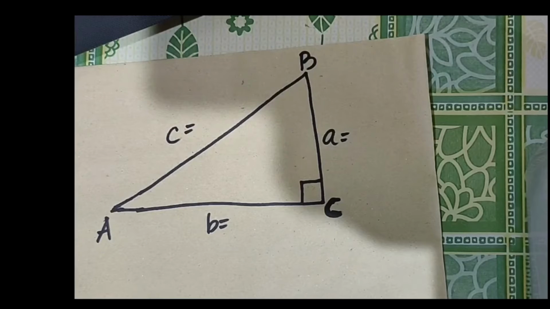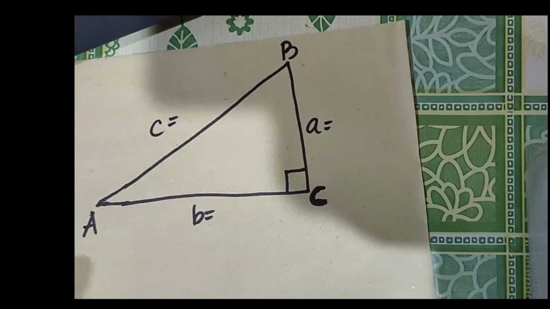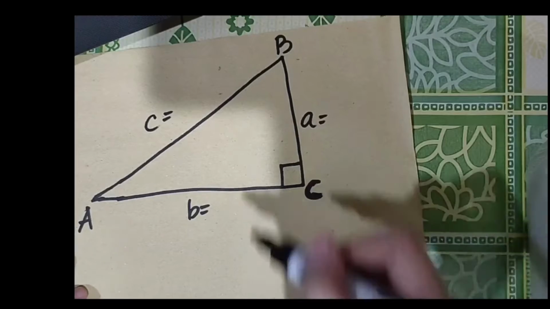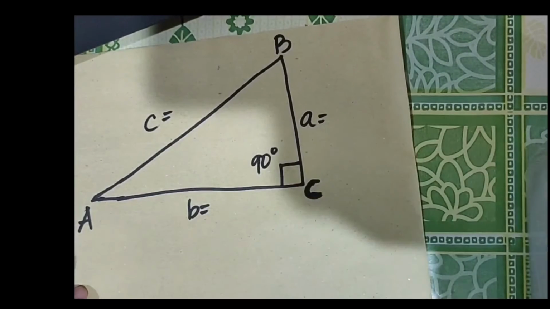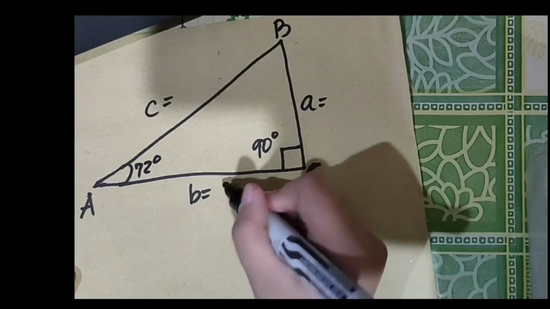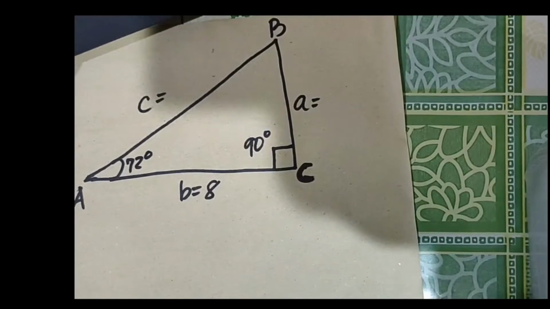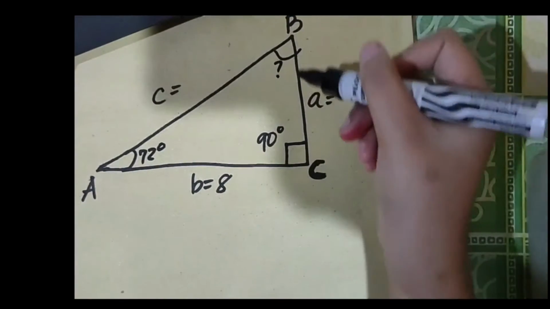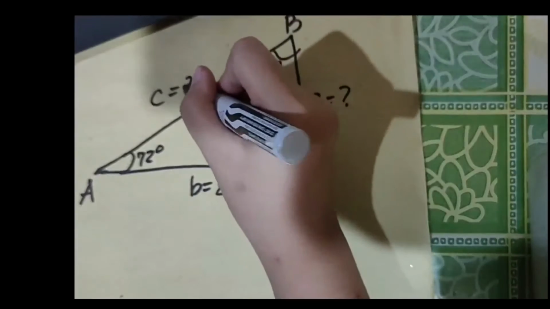Triangle ABC with right angle at C. Angle A is equal to 72 degrees and side B is equal to 8 inches. What is the measure of each missing part? First, we're going to illustrate the given problem and solve for what is missing. Since angle C is a right angle, it measures 90 degrees. Angle A measures 72 degrees, and line B is 8 inches. The missing parts are angle B, lines A and C.